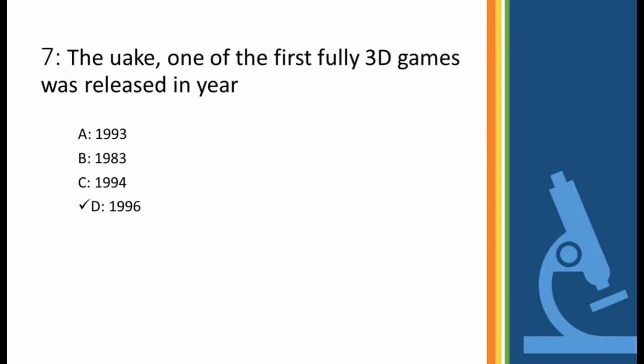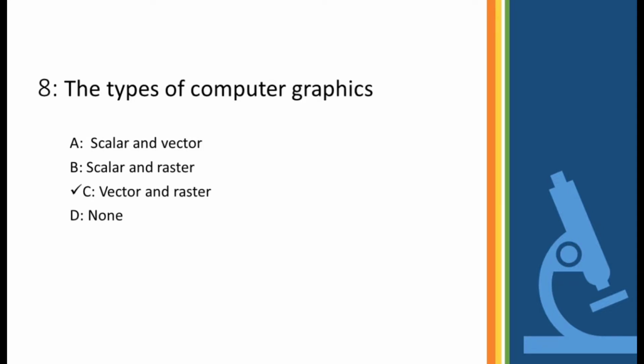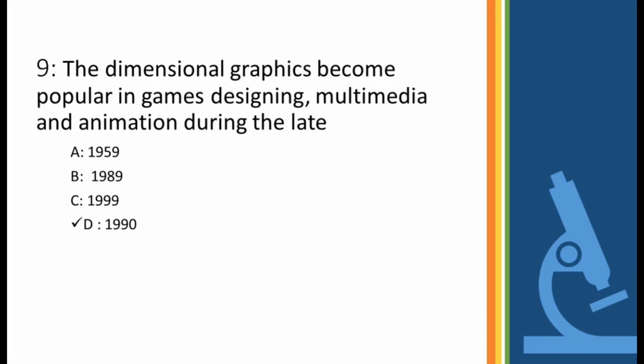The Ark, one of the first fully 3D games, was released in a year... The correct answer is D, 1996. The types of computer graphics are... The correct answer is C, vector and raster. Three-dimensional graphics became popular in games, designing, multimedia and animation during the late... The correct answer is D, 1919.